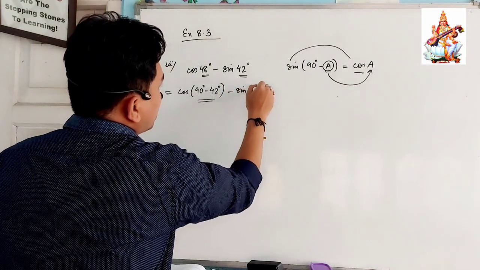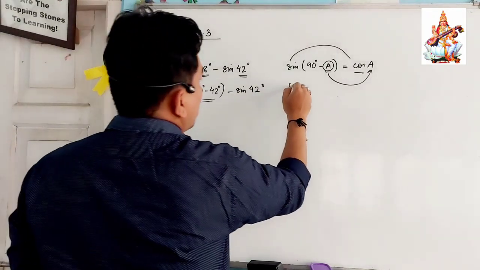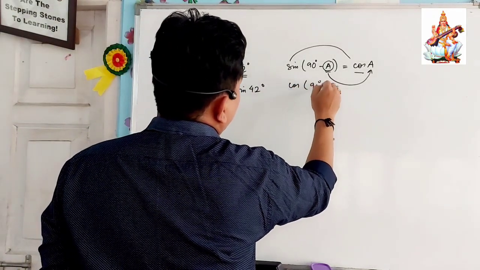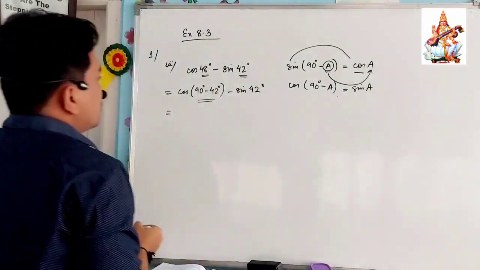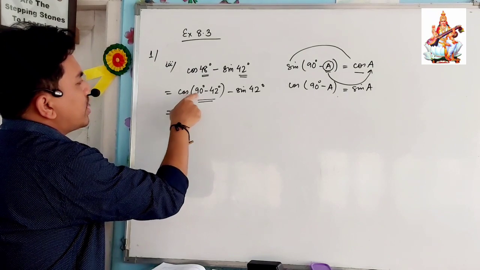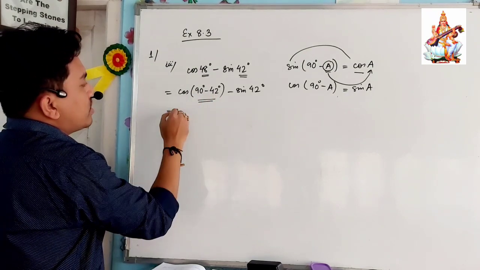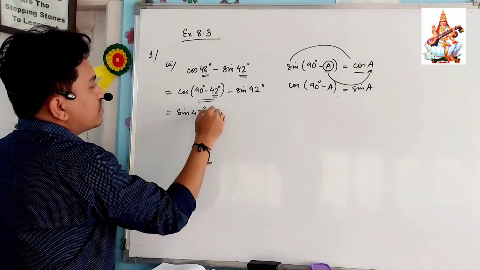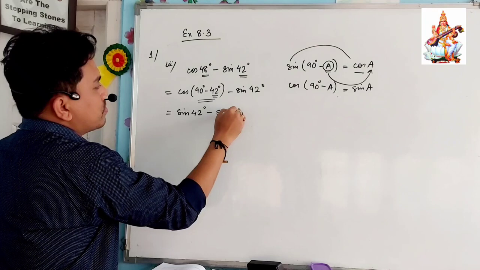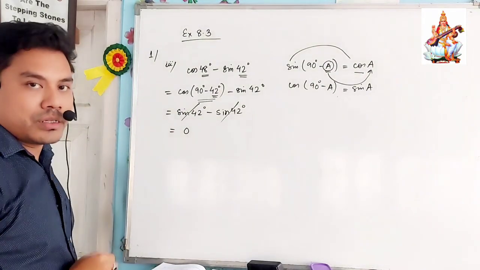Let this be same. So as I told you, the formula: cos 90 minus a is what? Sine a, isn't it? So cos 90 minus a, in place of a, what is there? 42 is there. Cos will turn to sine, and this 42 will come here. Sine 42 minus what? Sine 42. So sine 42 got cancelled, and we got the answer as 0.